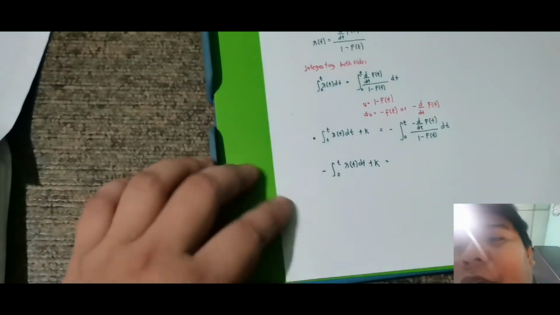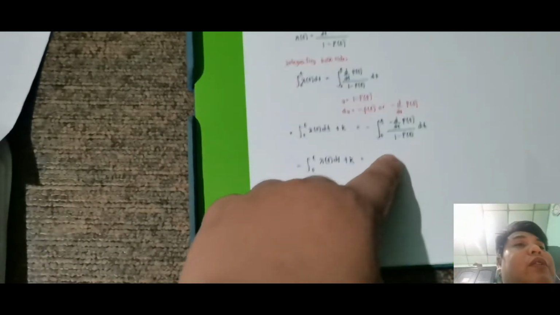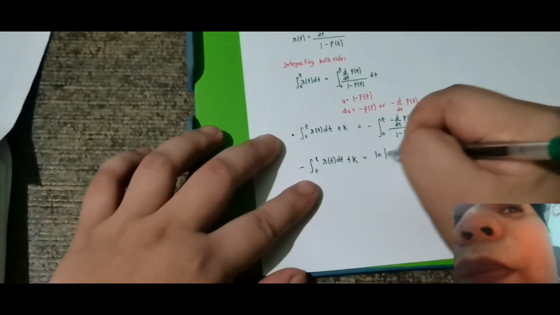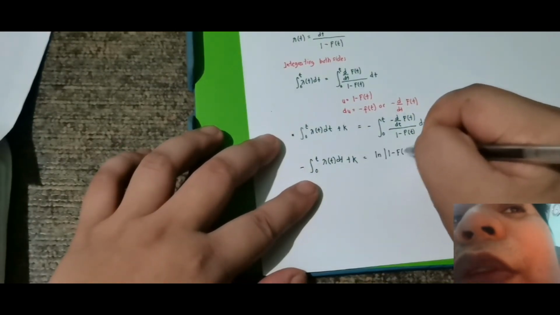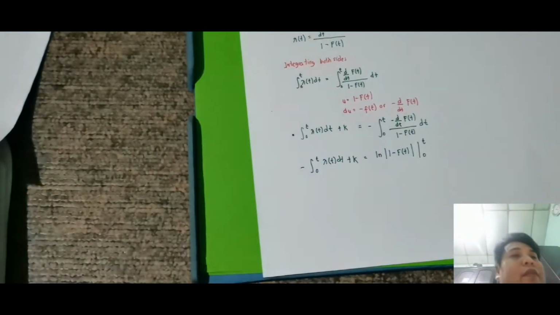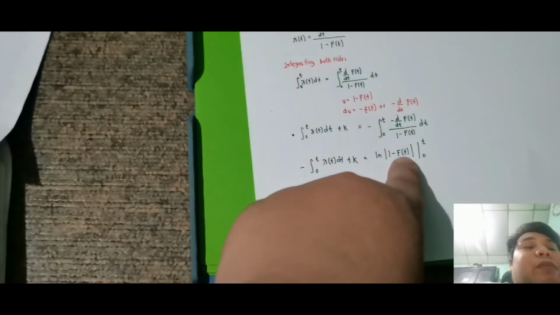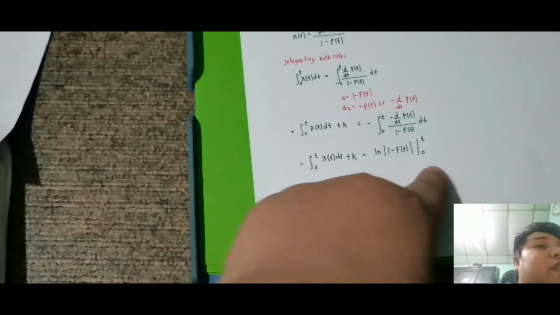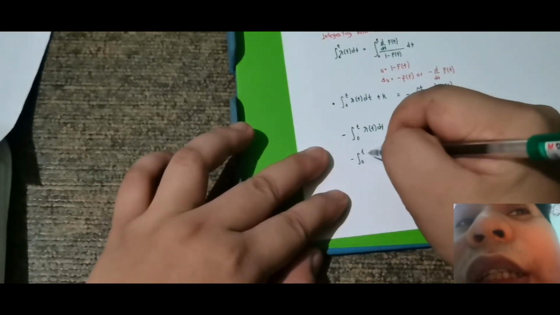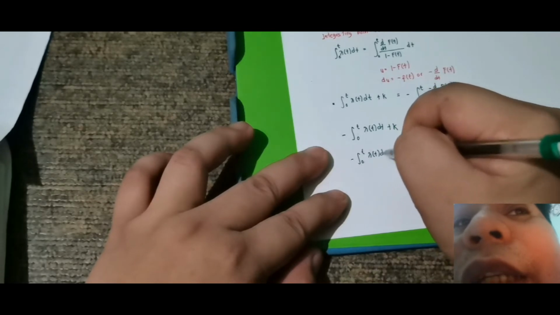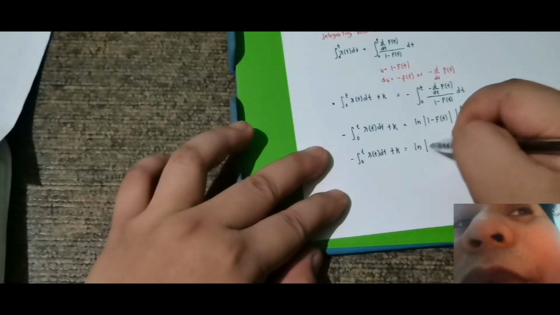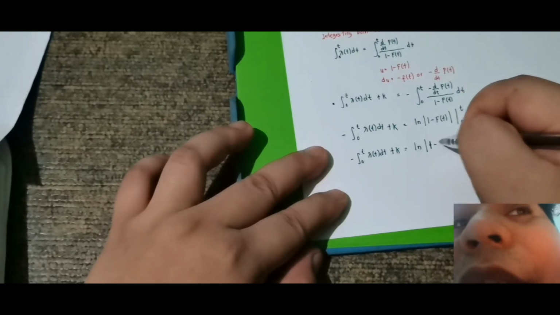And this is just equal sa, anong integral nito? Ang integral nito is just 1 minus f of t, or simply, ln of 1 minus f of t. Then value is from 0 to t. Obviously, 1 minus f of t lang din yan, kasi mawawala yung 0, disregarded. So basically, lalabas, this is integral from 0 to t ng lambda of t dt plus k is equal sa ln of 1 minus f of t.